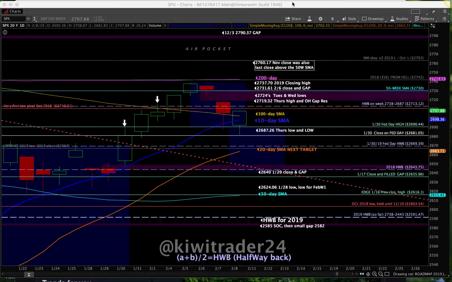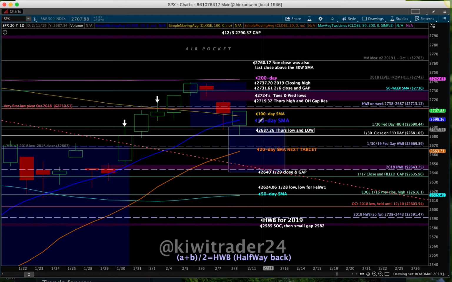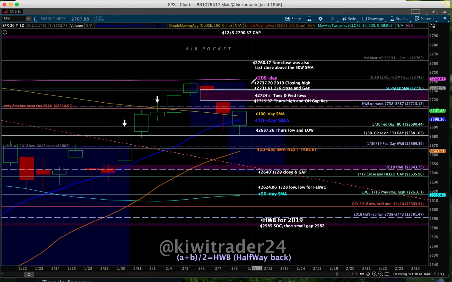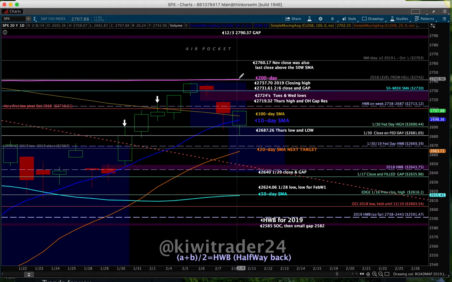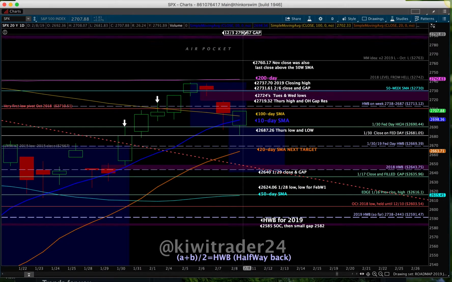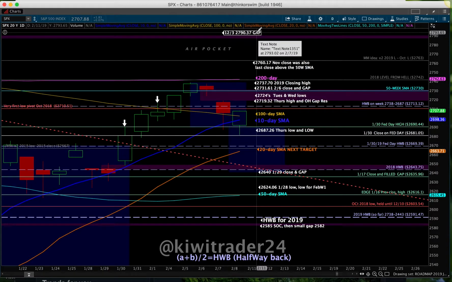Okay, so let's wrap this up. If we are going to break out and see further upside, it all starts with taking out this gap, making a higher high, and making sure if we make a higher high that day we also make a higher closing high. We're going to take out the 50-day simple moving average, and really, there's nothing to do for 20 points above 27.42 and the 200-day simple moving average till we get to 27.60 to 27.63, and above there's yet another big air pocket that would take us all the way to this gap up here at 27.90.